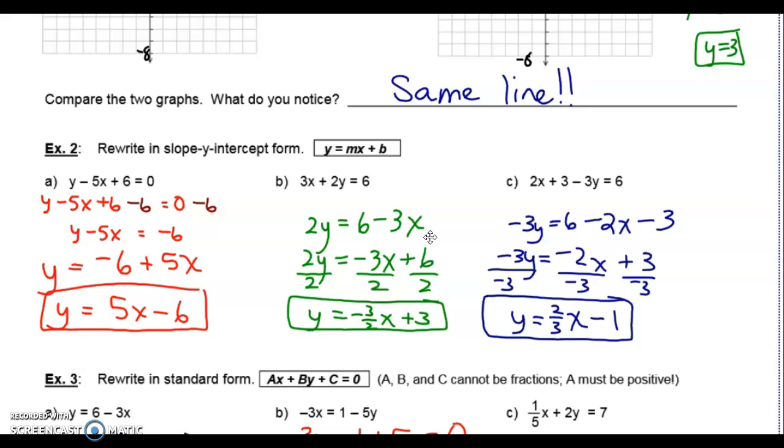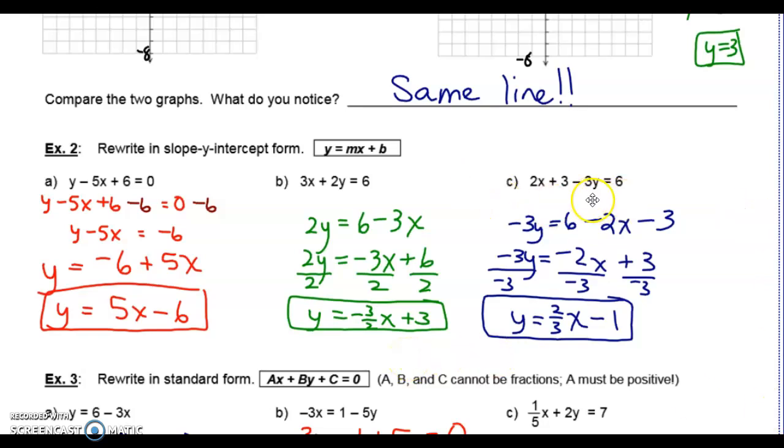Again, I want to see the x written out first. So I'm going to rewrite that as 2y equals negative 3x plus 6. And then to get rid of this 2, I divide everything by 2. So we end up with y equals negative 3 over 2 x plus 3.